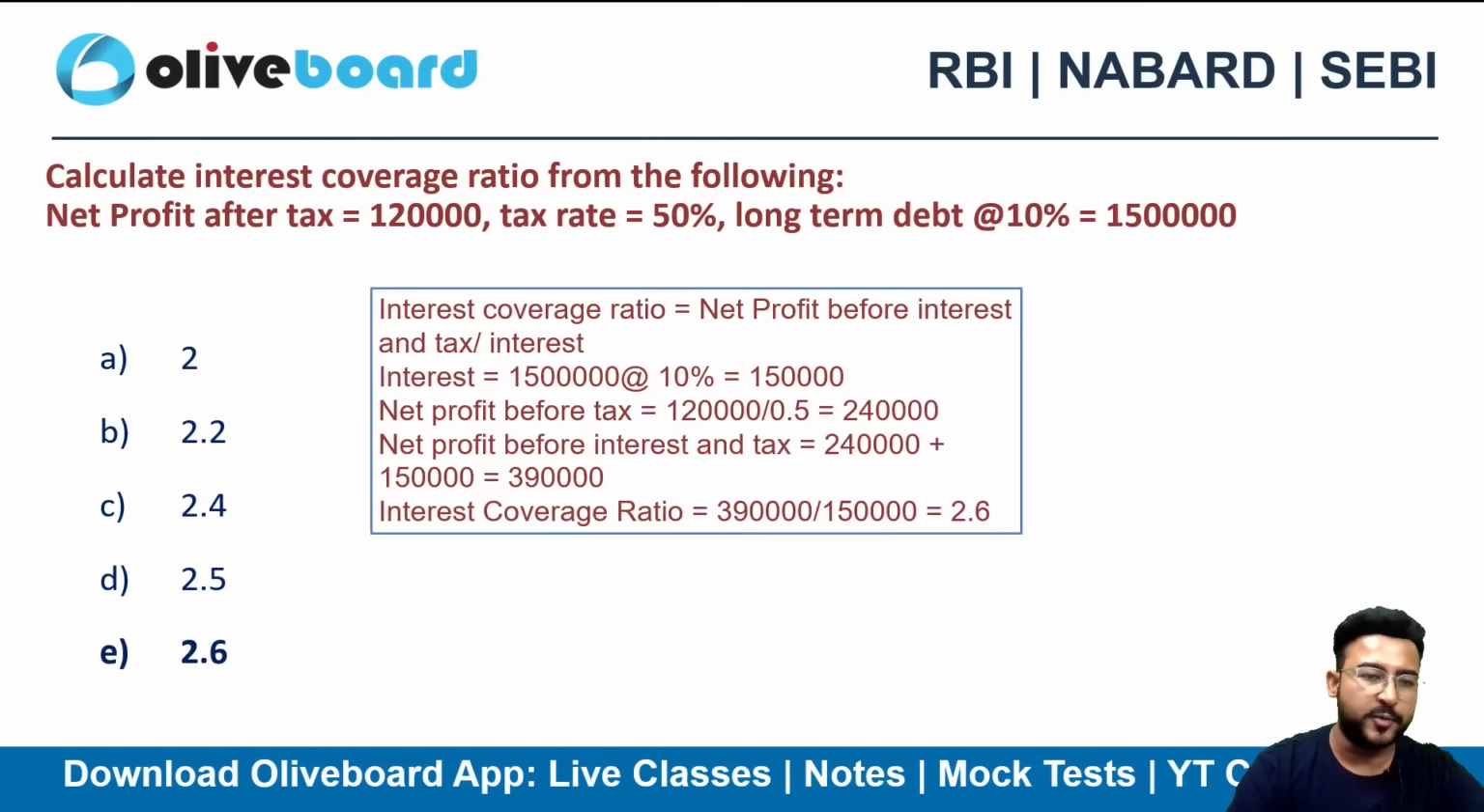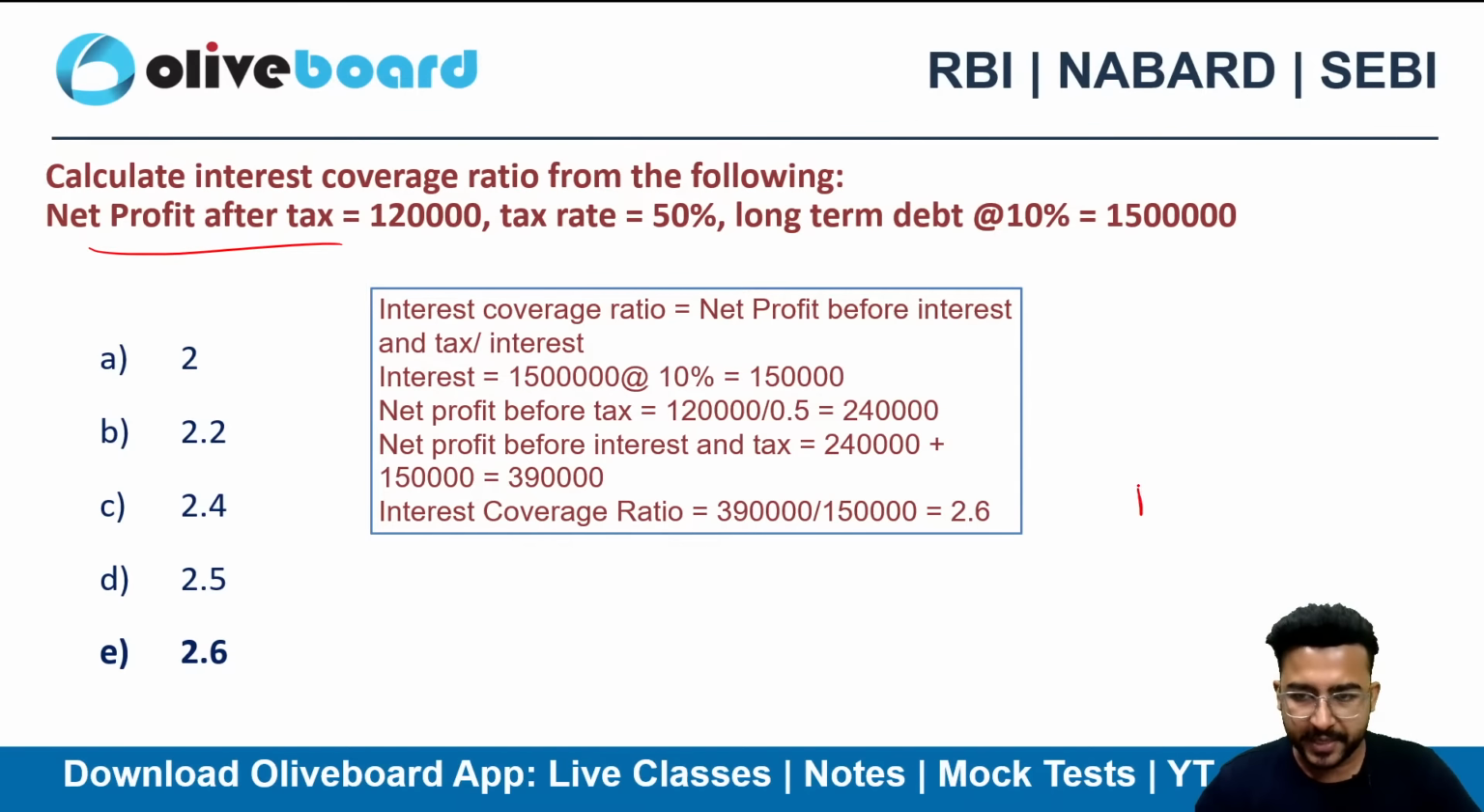The correct choice here will be, guys, 2.6. So my profit after tax is given. First I need to make it before tax. So this is PAT, profit after tax. I need EBIT or PBIT.